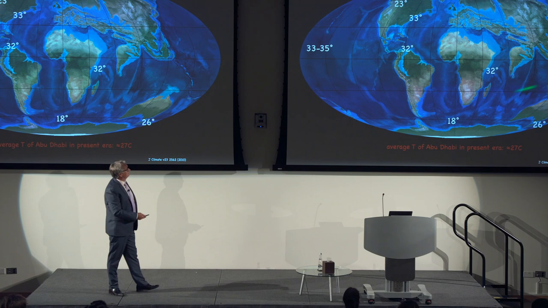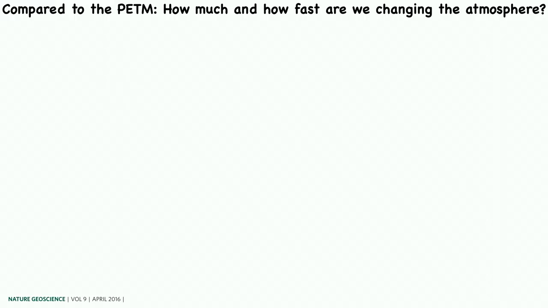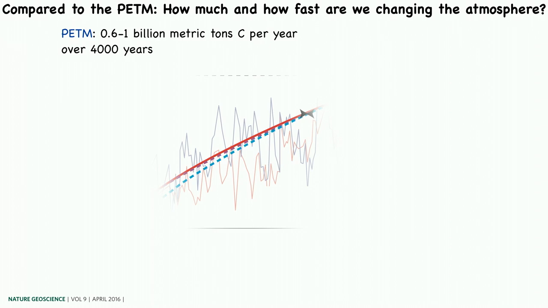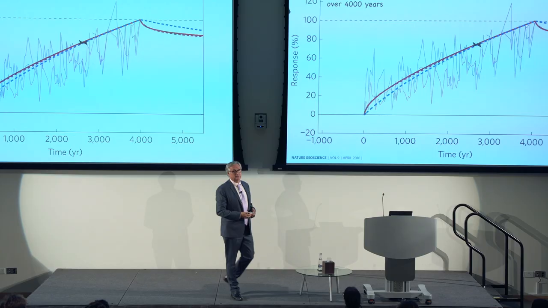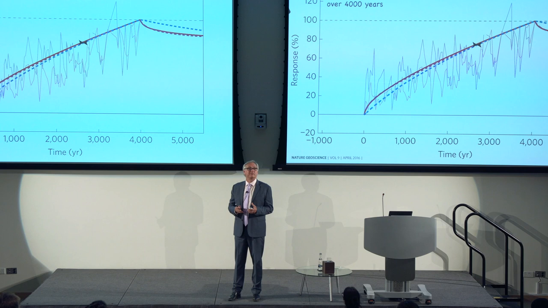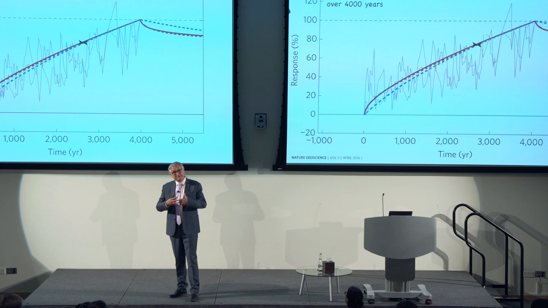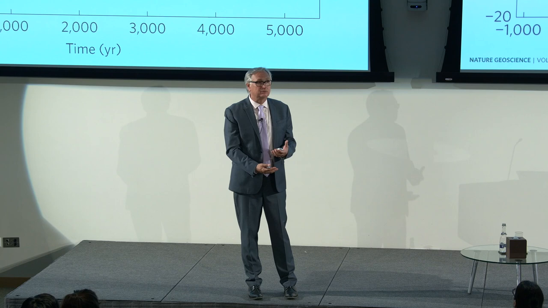So compared to the PETM, how fast are we changing the atmosphere? This was an event that took place over about 4,000 years. So these are the data, and these are mathematical models to the data, and it tells you that the carbon came into the atmosphere over about 4,000 years. What is it due to? Unknown. A grand puzzle. People speculate a meteor impact. Others suggest volcanic activity that ignited peats in the northern hemisphere. Peats are this part of the soil that looks like dirt, but actually contains a lot of burnable carbon. It's actually not clear.